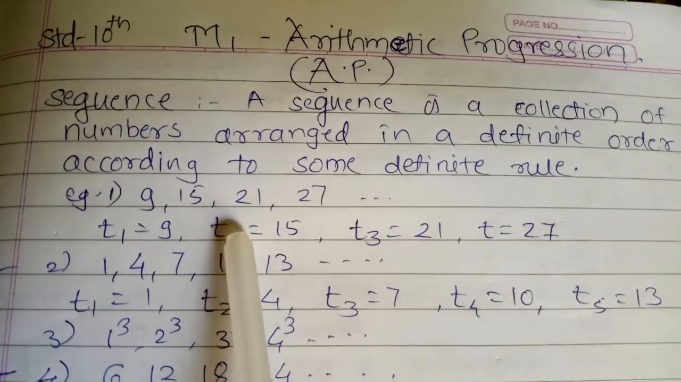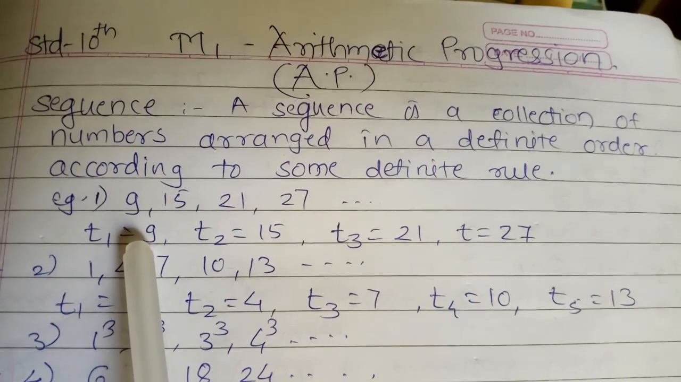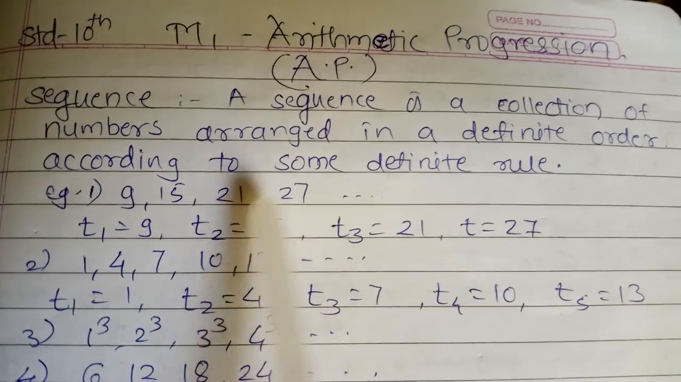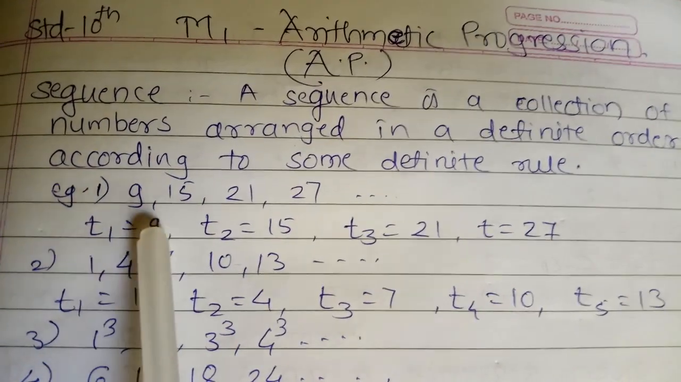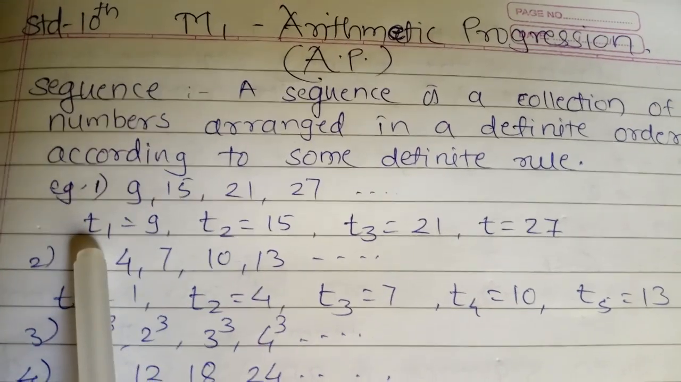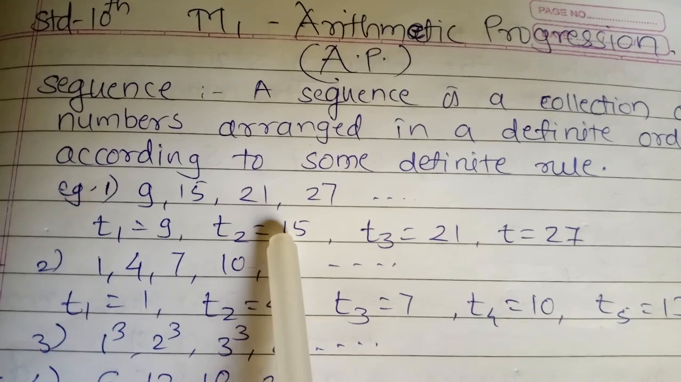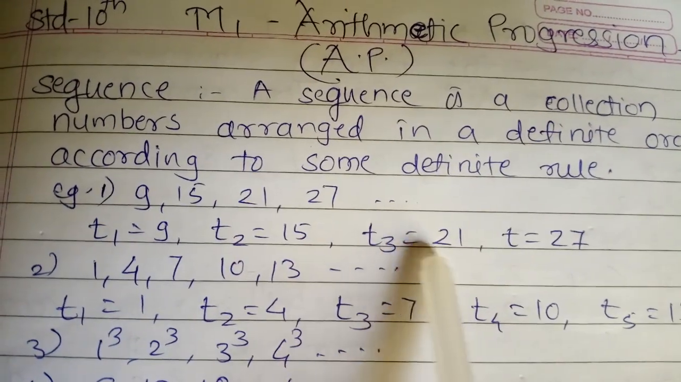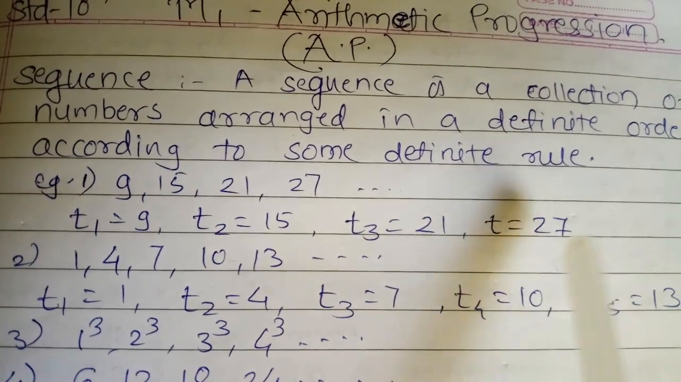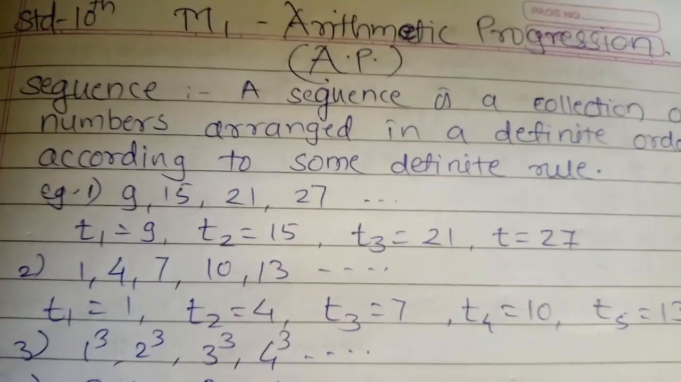For example, you are given some examples. 9, 15, 21 and 27. Here the first term is denoted by T1. So T1 is 9, second term T2 is 15, third term T3 is equal to 21, and the fourth term, that is T4, is equal to 27.